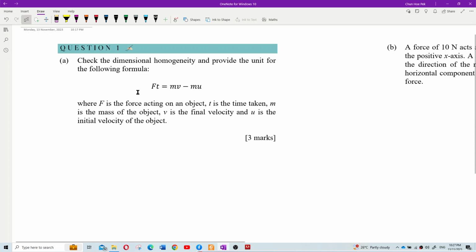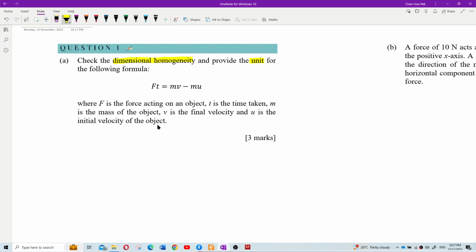Okay, so Ft equal to mv minus mu, where F is the force acting on an object, T is the time taken, m is the mass of the object, v is the final velocity, and u is the initial velocity of the object. Good. So this question: check the dimensional homogeneity, and then find the unit also for the following formula.